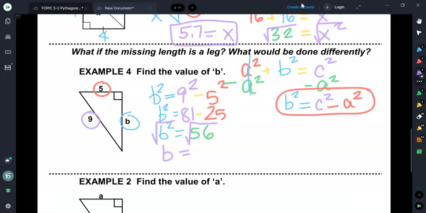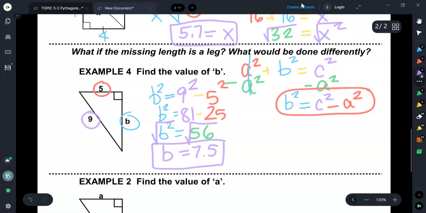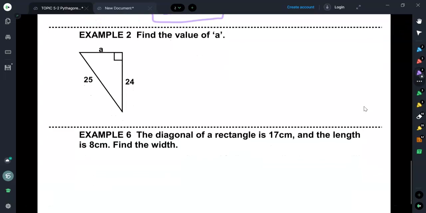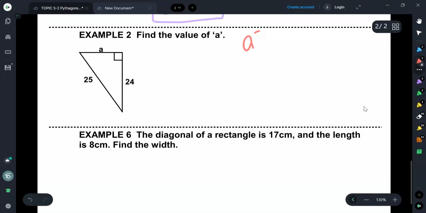Once again, in this video we are not working with simplifying radicals. We are just using decimal values to make things simple. So you get 7.5, and that is your answer. Again, we are subtracting when we are looking for a leg as opposed to looking for the hypotenuse. Let's move down to the next one. Find the value of a. Once again, I started off with a squared plus b squared equals c squared.